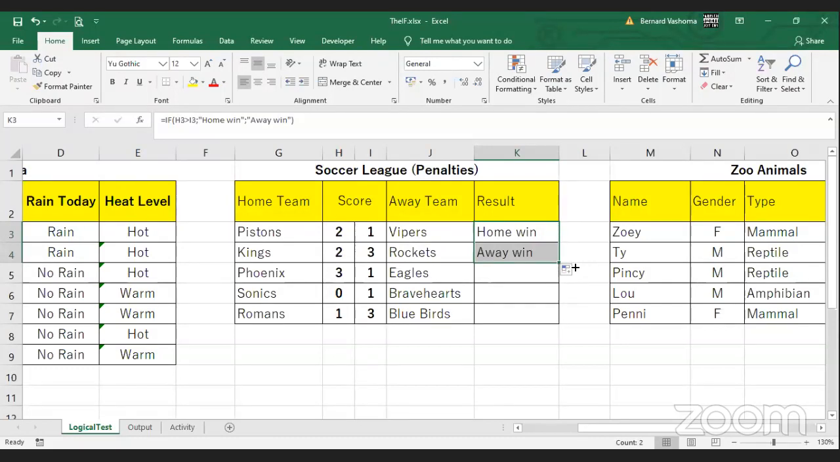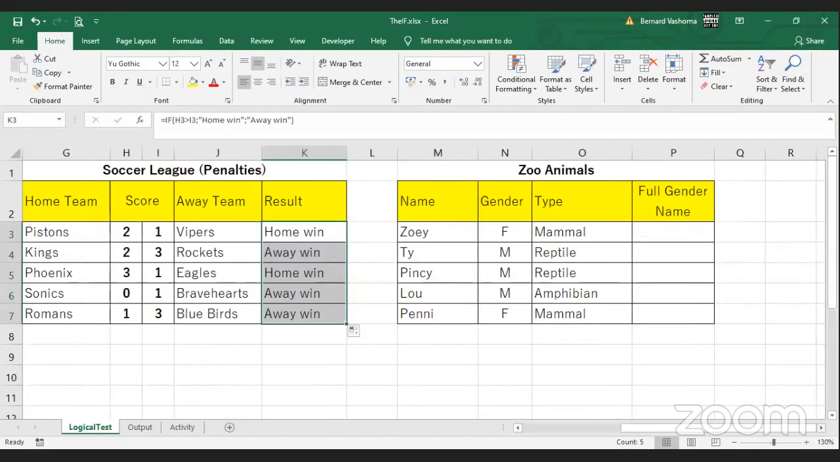So you can see that in your function there, H3 is greater than I3. So this is another form that you can use in your logical test. Right, let's try it one more time. Remember, we're just focusing on the third part of the condition, right? Again, here we want to put the full gender name for these, let's say these are zoo animals, right? So we want to put a full gender name.